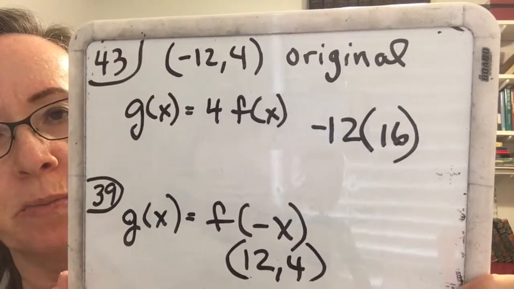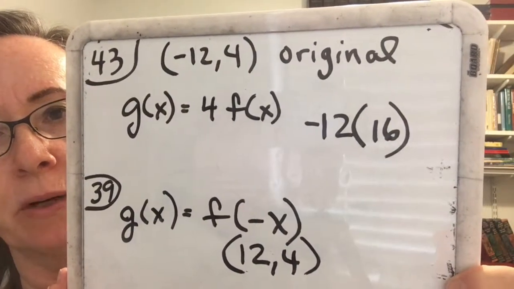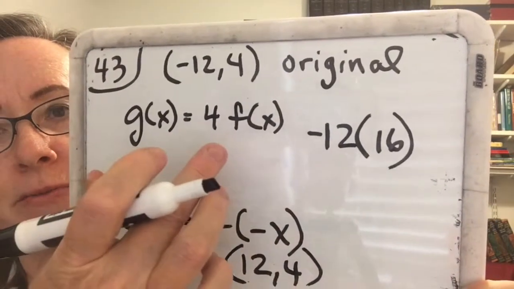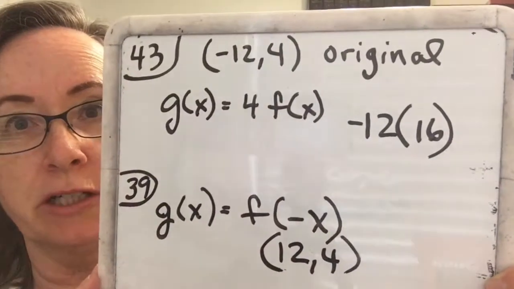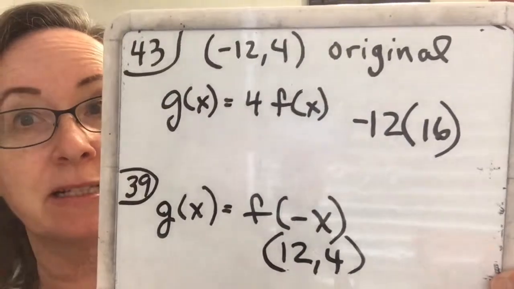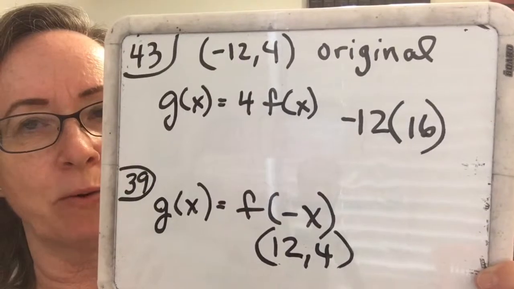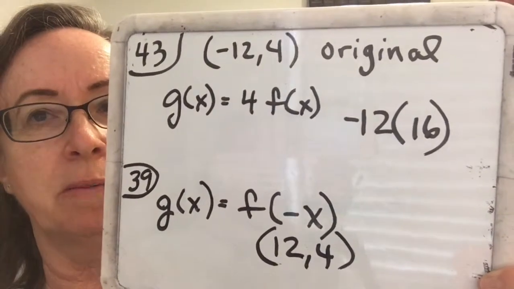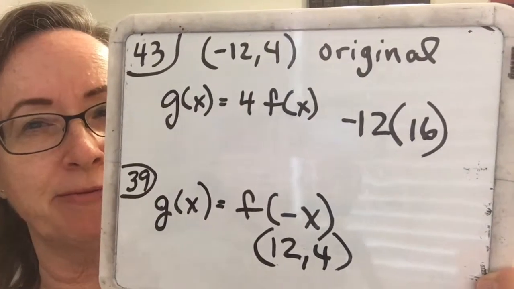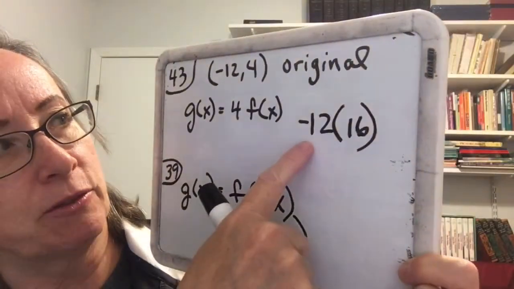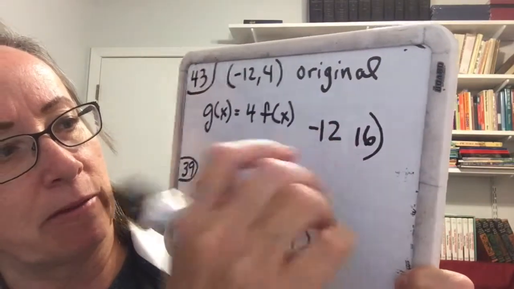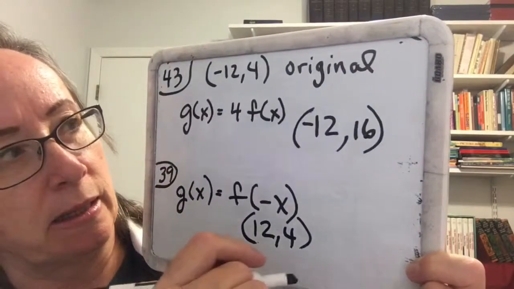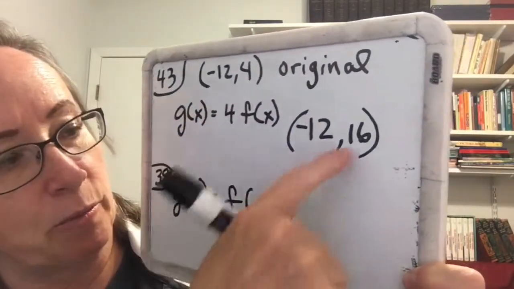We have the original point still -12, 4. And then we have g of x is 4 f of x. So the 4 is outside of the function, and in this case, it's going to multiply by 4. Since that's happening outside, it's a vertical change, so it's going to multiply the y by 4. So you would end up with -12, 16, which would be the original point multiplying the y value by 4.